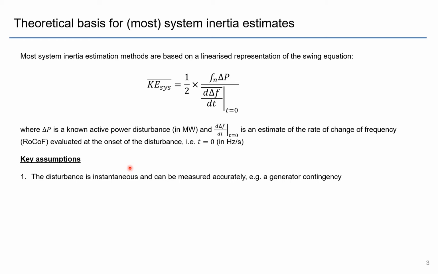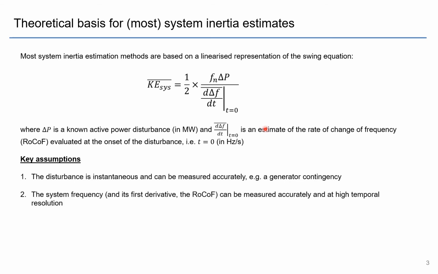The first assumption is that the disturbance is actually instantaneous. So this needs to be a generator trip or a large load trip. You can't have it sliding or ramping down, as this is no longer valid because you'll have other effects like primary frequency response and load relief effects coming into play.